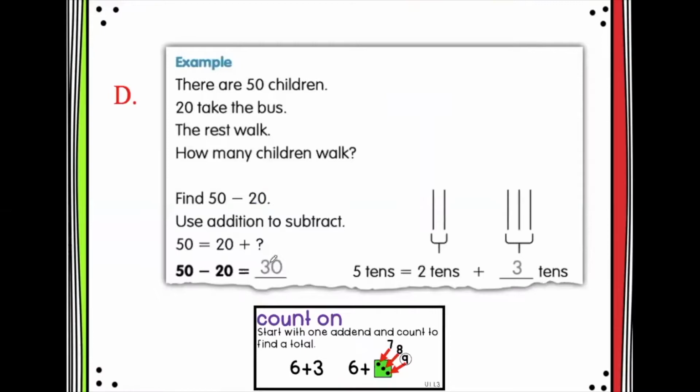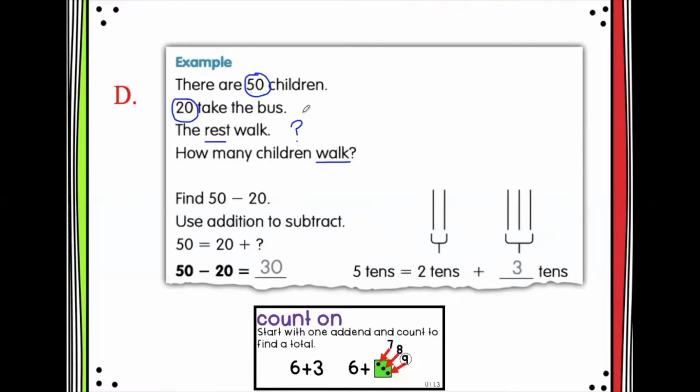Here's example letter D. There are 50 children. 20 take the bus. The rest walk. How many children walk? So we have two numbers we know and one missing number. Now, our total is 50. That's our big number. 20 is one of our add-ins. We are missing one of those add-ins.